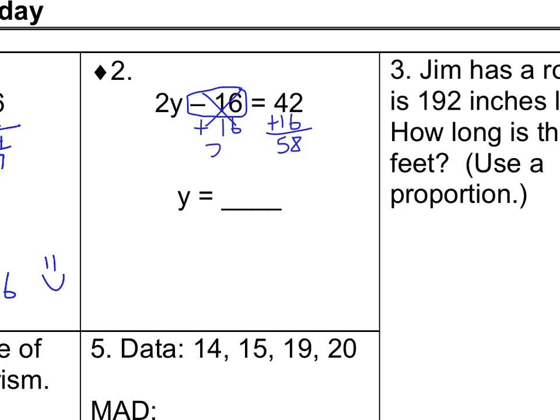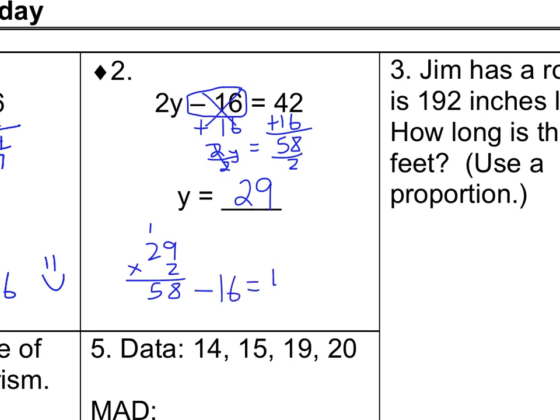So 2y equals 58. So now I would just divide by 2 to get rid of the times 2. And that leaves us y. And 58 divided by 2 is 29. So now we plug it in and check. Let's do 29 times 2. There's our 58. And let's subtract the 16 from the original problem. And bada bing, bada boom, 42.